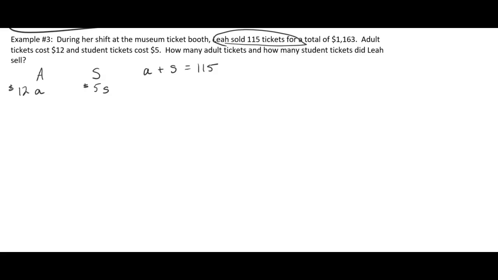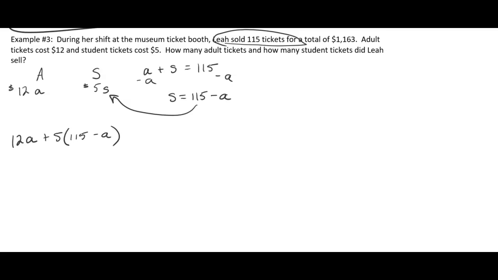So if I want, I could subtract A from both sides. And so now my student tickets are 115 minus A. That's what I'm going to want to use right there, because I can't have two variables. I only know how to solve this equation with one variable. So it kind of looks like I have two variables for a minute, but I'm taking care of that. So 12 times A, where A is how many adult tickets we're selling, plus 5 times the number of student tickets. Well, the number of student tickets is 115 minus A.